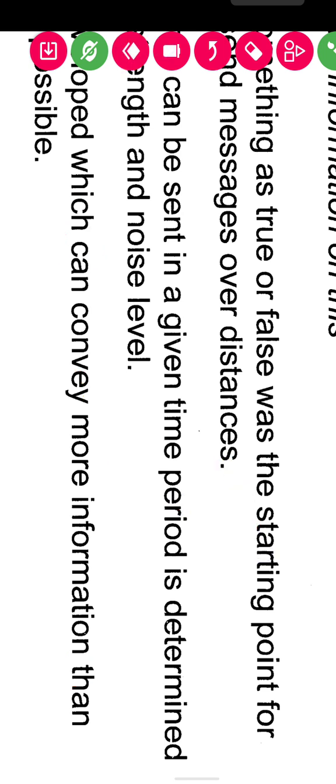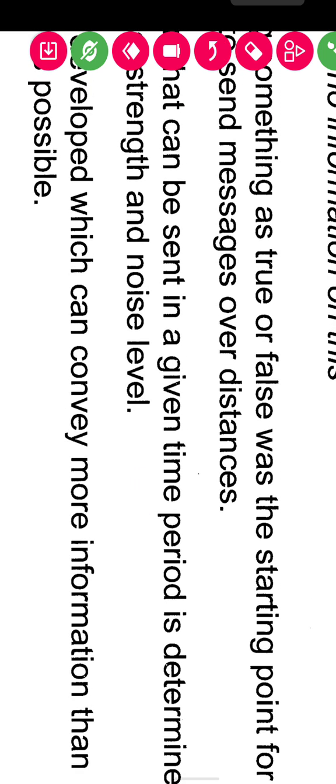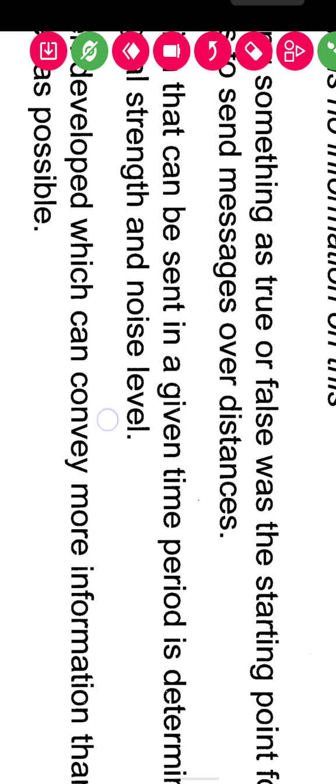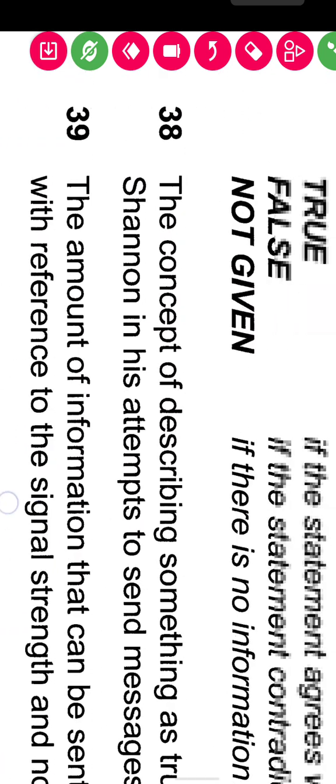I hope you understood it. So make sure that you use this concept and get the information. You should always understand the question first and then search for the answer in the reading passage. So I hope you will do your true false not given nicely.